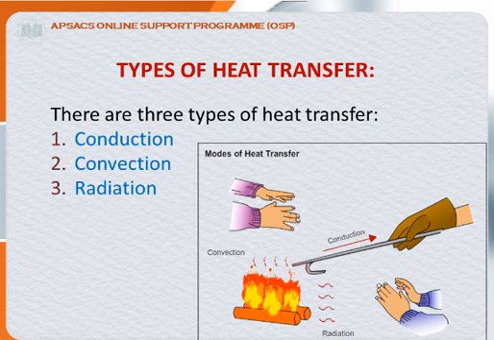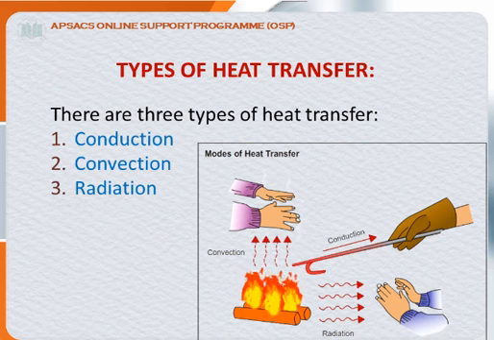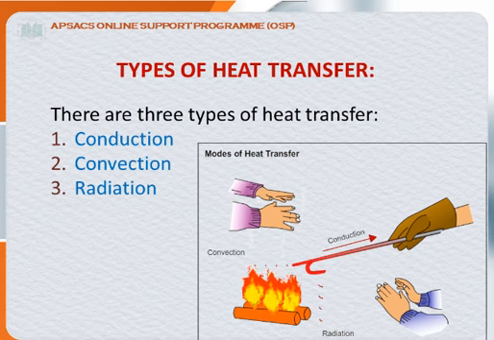Types of heat transfer. There are three types of heat transfer. Number 1, conduction. Number 2, convection. Number 3, radiation. As you can see in this picture as well, the modes of heat transfer: conduction shows through the object, radiation means through rays, and convection means through any medium. We will learn one by one.